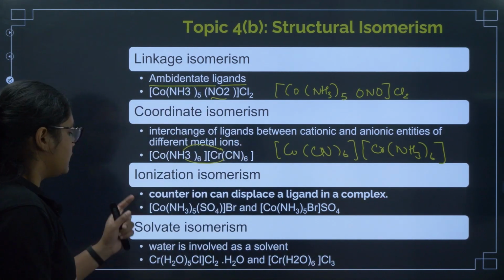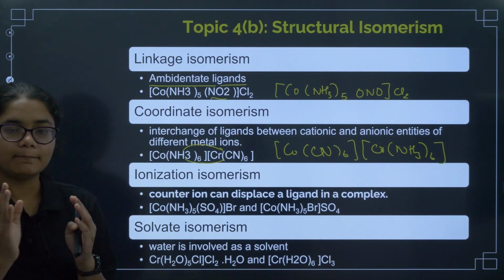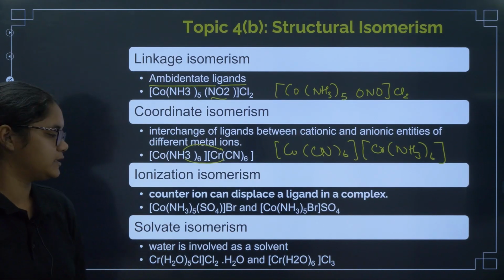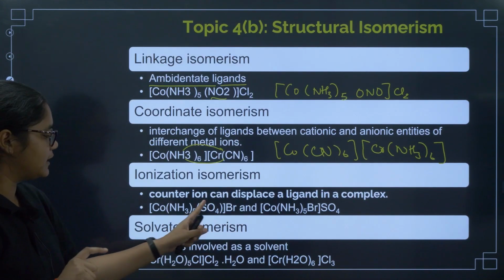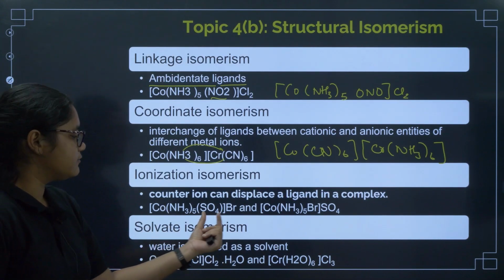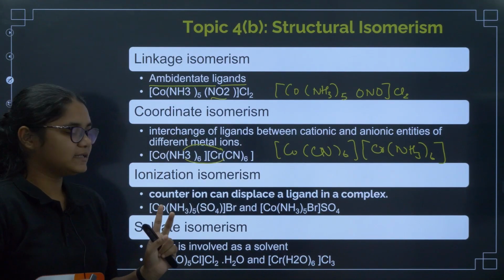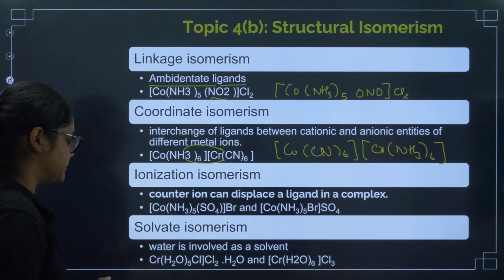Okay. Now coming to ionization isomerism. In ionization isomerism, when you put the compound in water, if different ions are produced, then we call it ionization isomerism. Now in this case, we'll get this complex as one ion and Br minus as another ion. Here we'll get this complex as one ion and sulfate as another ion. So the formula is the same, but in water we are getting different ions, so we call it ionization isomerism.